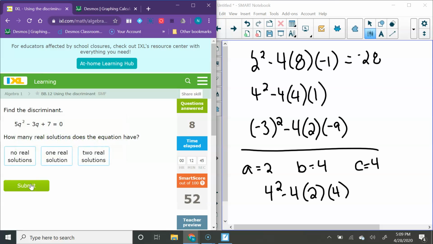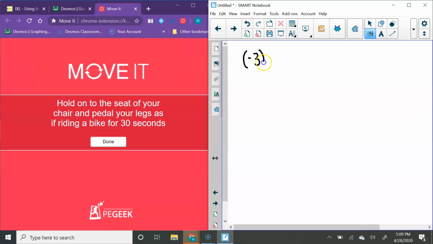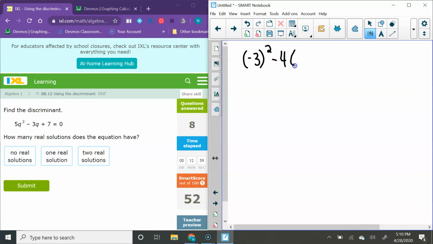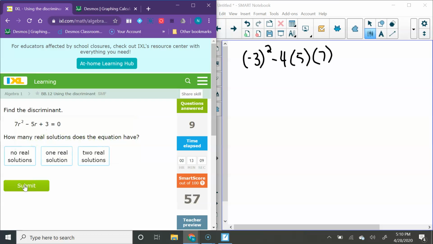Okay. I'm going to do just a couple more. If you've already got it, feel free to go ahead. So discriminant here, we've got -3 squared minus 4 times 5 times 7. And so that one is going to be negative. I'm just going to go ahead and put no solutions real quick. I'd like to get one that's one real solution. I don't know if I'm going to come across one.